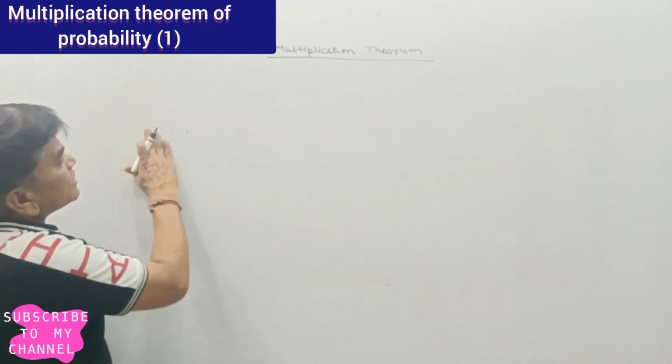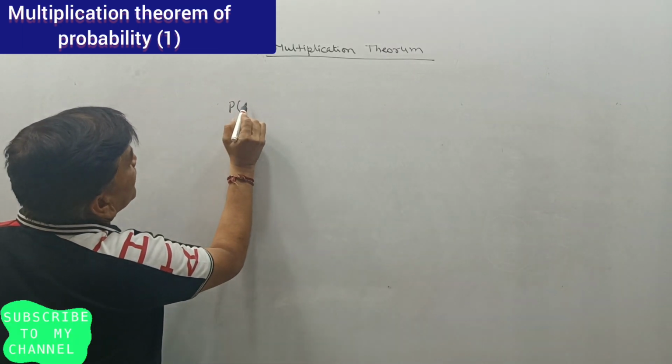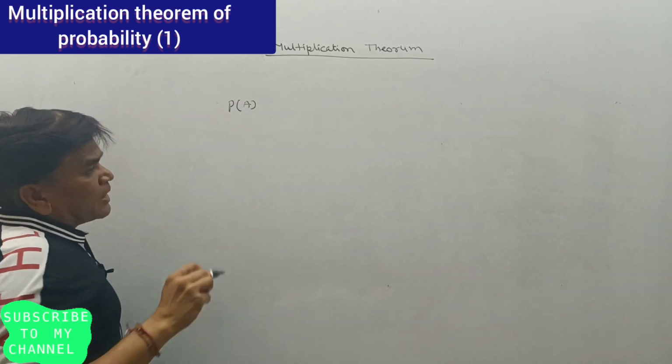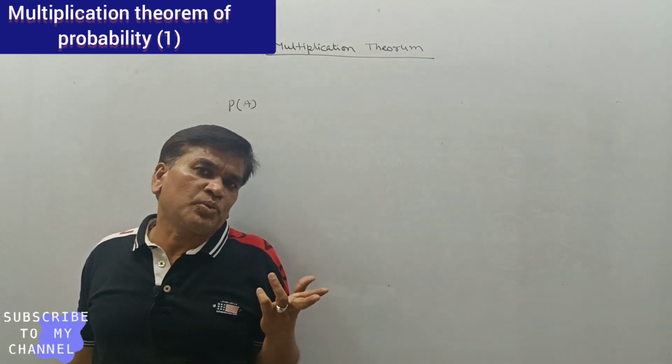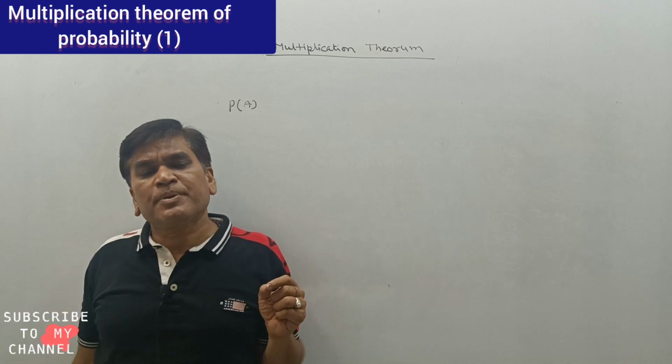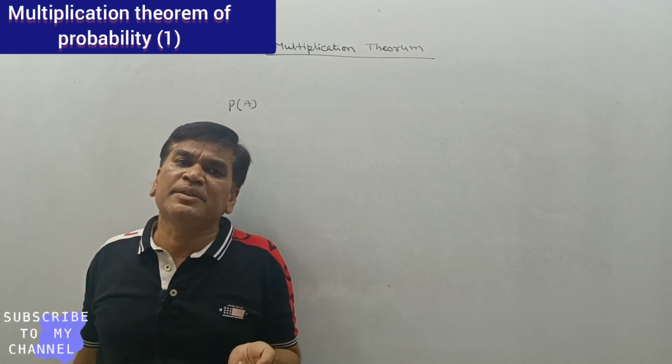So one dice is thrown 2 times. Again, you should listen to the question. One dice is thrown 2 times. What is the probability that in the first throw it will be a 5 and in the second throw it will be an even number?